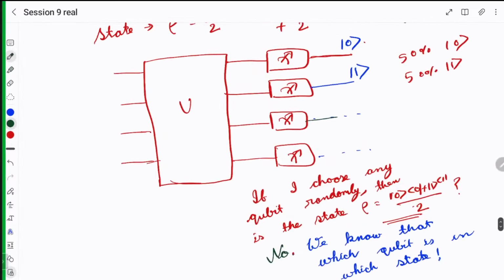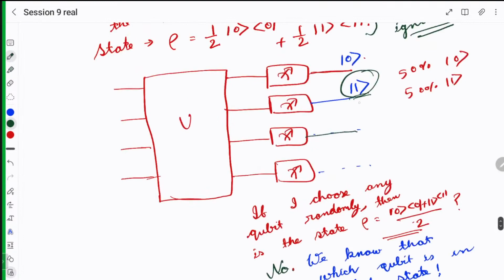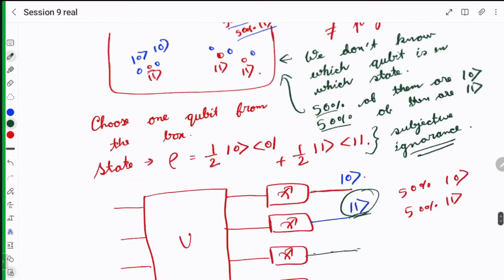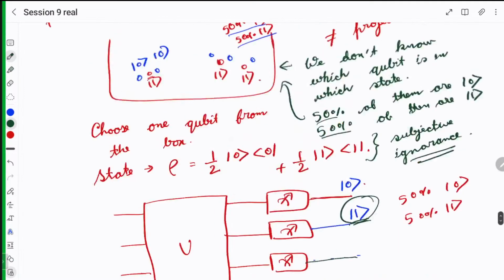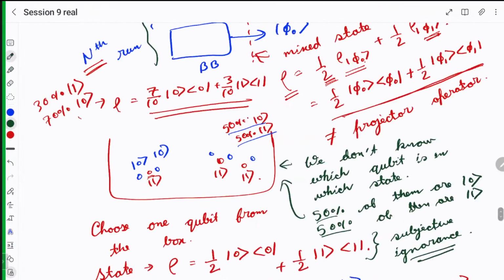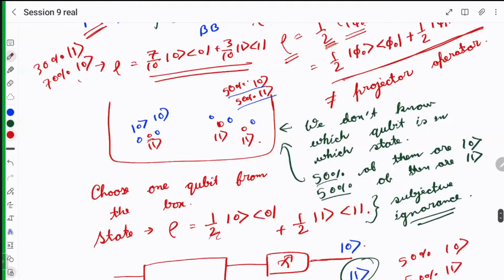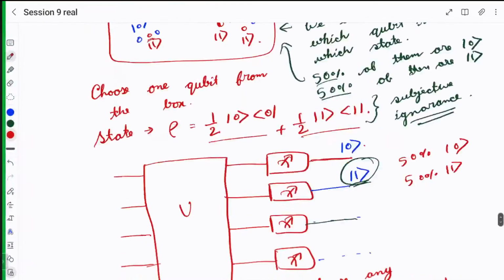So for example, in this case, if I chose, say, the second qubit, I have measured and I have seen that it is in Ket 1. Okay. So the state of the second qubit will be Ket 1, not 0 0 plus 1 1 by 2. But here, if I choose any one system, then I don't know which ones are in 0 and 1, right? So here, because of the ignorance of the subject, we have a mixed state like this. Is this clear?